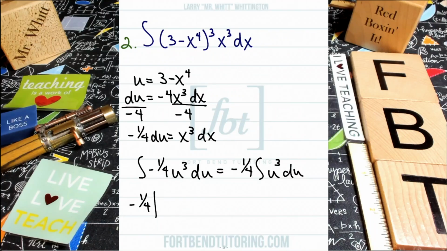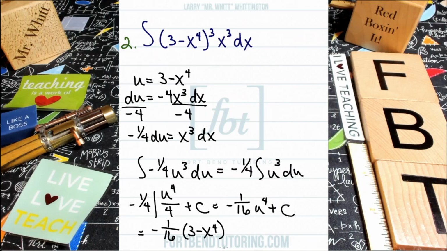So what I'm going to do is use the power rule again, and I'll have u to the 4th power divided by 4 plus c here. And with this, I'll be able to simplify this as negative 1/16 u to the 4th power plus c. And now, back substituting our quantity 3 minus x to the 4th power in for u, I now have a solution that reads negative 1/16 times the quantity (3 minus x to the 4th power) raised to the 4th power plus c, and this is my answer. Red box it. Just like that, people.